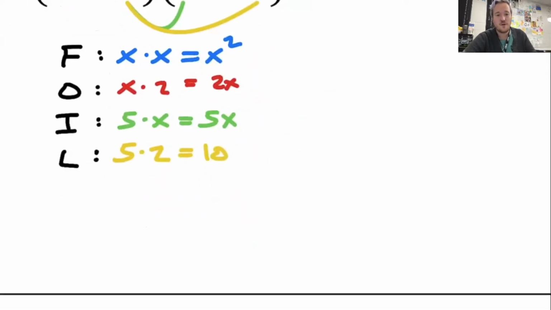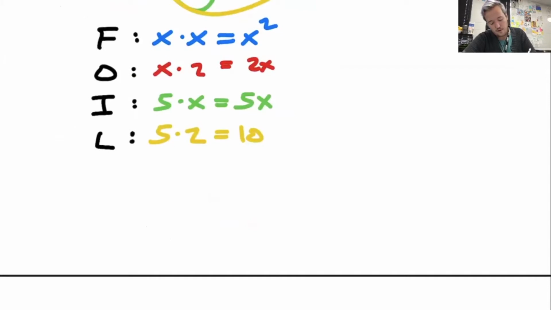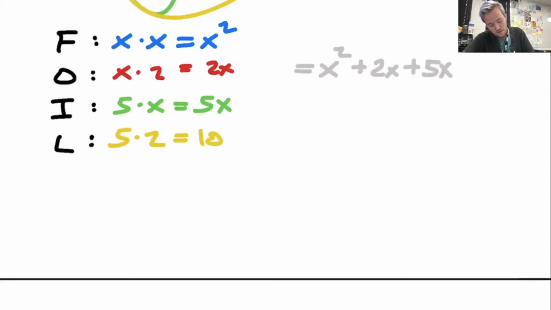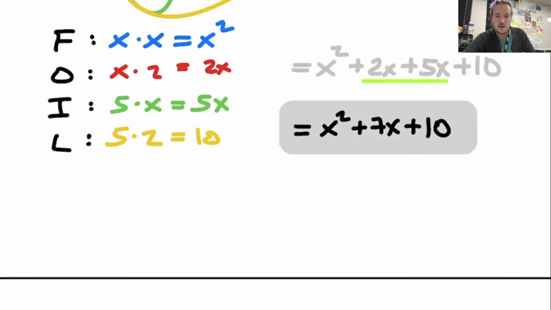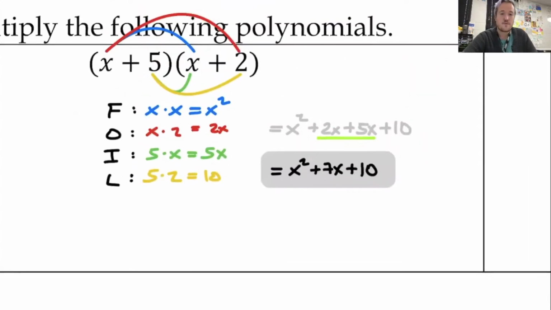All right, so from here, what you're going to do is add up all your terms together. So we're going to have x squared plus 2x plus 5x plus 10. And then you want to combine your like terms. So I'm going to add the 2x and 5x together. And then that's going to give you x squared plus 7x plus 10. So this is what we're really looking for. All right, so that's using FOIL.